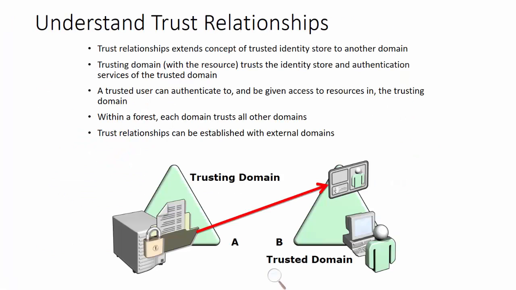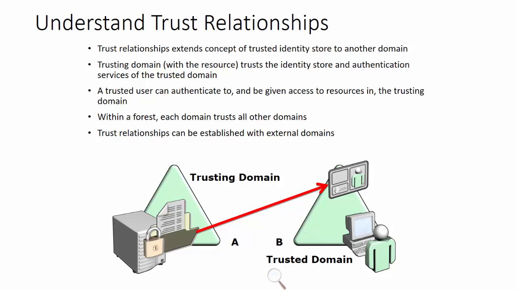So there are two terms we use: trusting domain and trusted domain. Employees are using the resources over the domain. Employees and resources, source and target. Which one is trusting? The one which has employees or the one which has the resources to access? Which one is trusting and which one is trusted here? A is trusting and B is trusted.